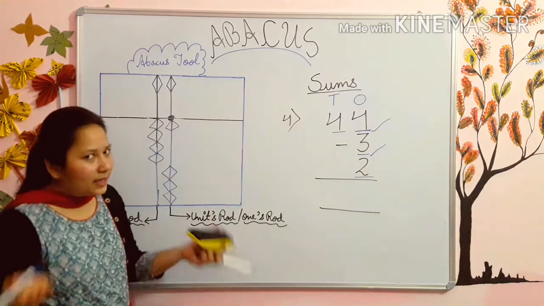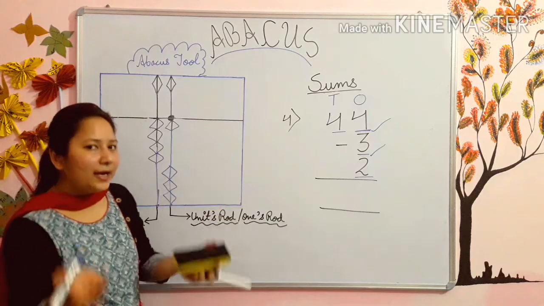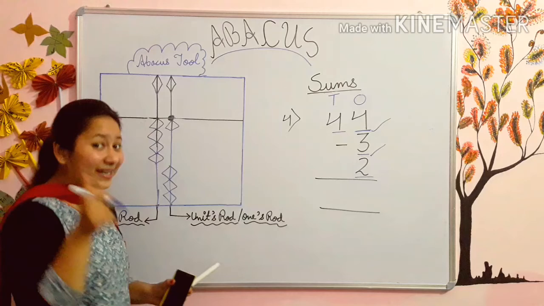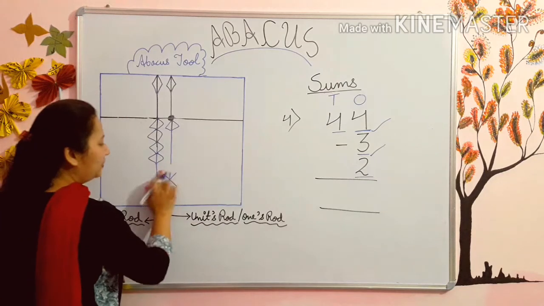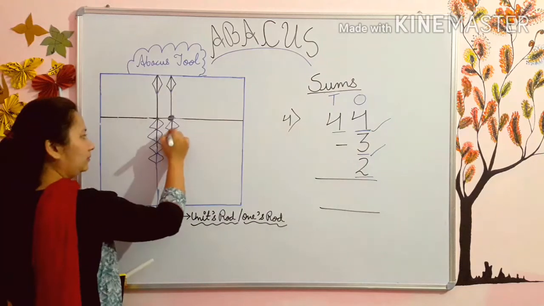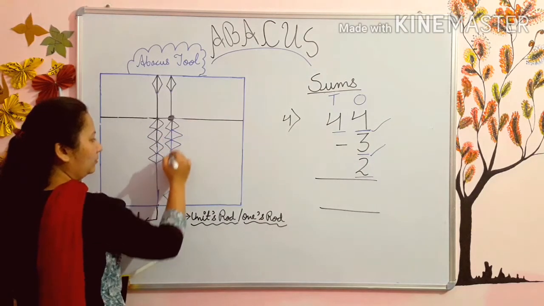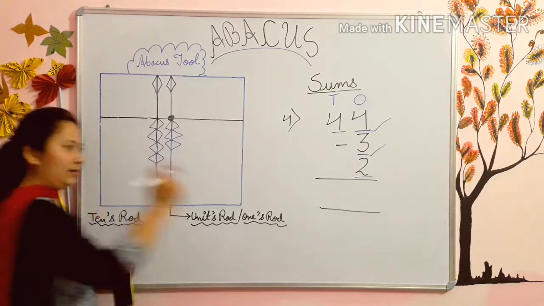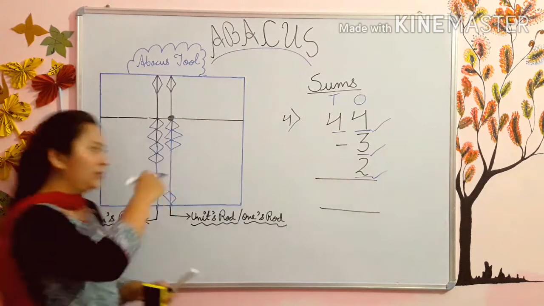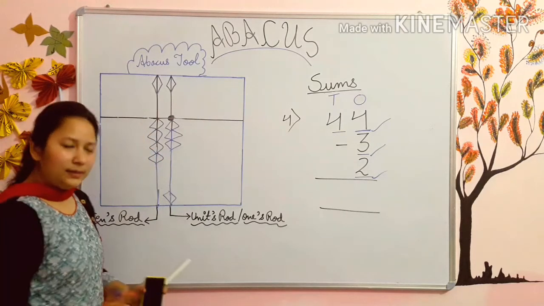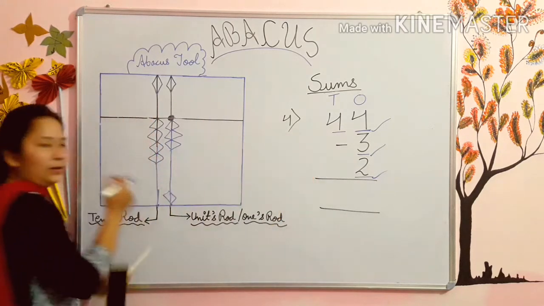Now your last is 2. Now 2, no sign is there means add. Add means put the beads up. Very nice. Now you are getting it. Now put the 2 beads up in ones rod. Now your question is done. We have added 2. We have put the 2 beads up. See, 1, 2. Done.